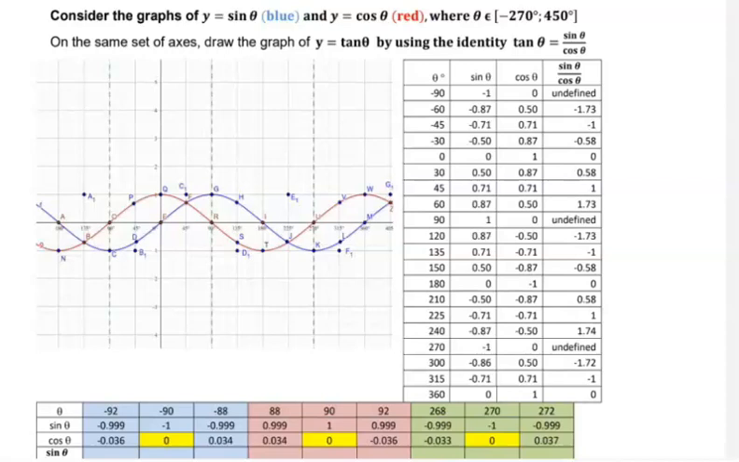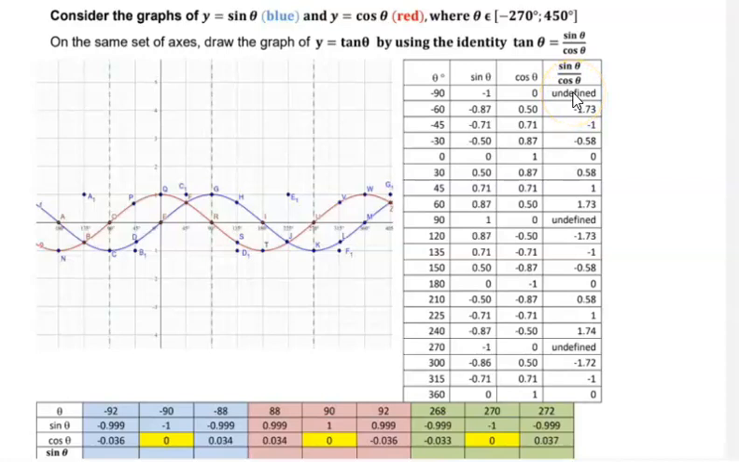In this video, we will draw the basic tan graph using the graphs of sine and cos. You will notice on this page I have included a table from minus 90 in increments of 30, and also included 45s up to 360 degrees, with sine of theta and cos of theta, and the result if you take sine theta divided by cos theta.